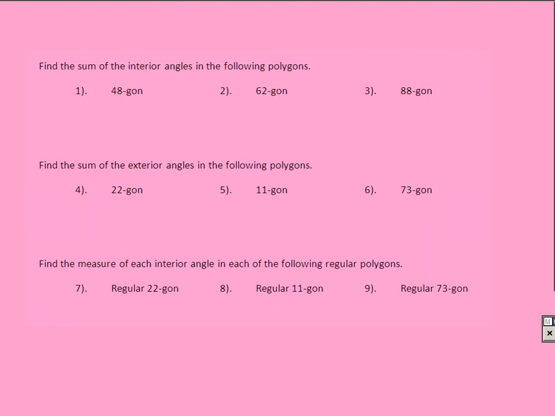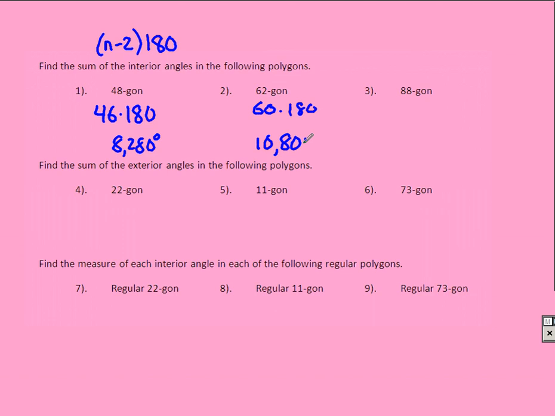Time for a review on quadrilaterals. This first set is really easy. All we're going to do is take the number of sides, subtract 2 from it, and multiply by 180. So this one right here, 48 gone, means you're doing 46 times 180, which should give you 8,280 degrees. Number 2 will be 60 times 180, and that's 10,800 degrees. And the last one, 88 gone, means 86 times 180, which means 15,480 degrees.